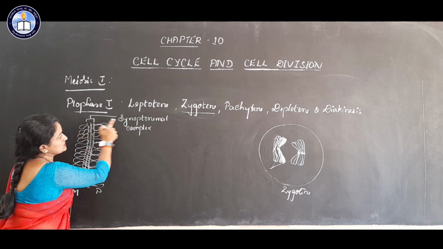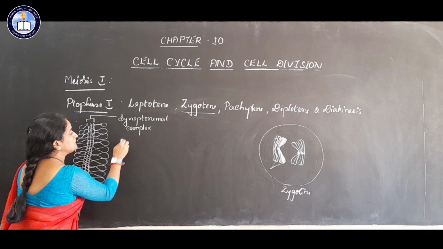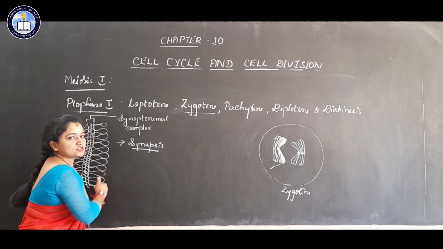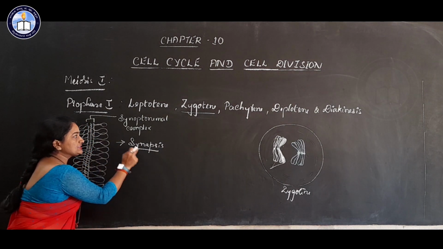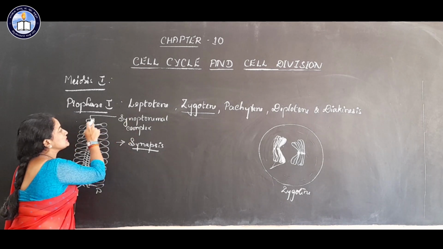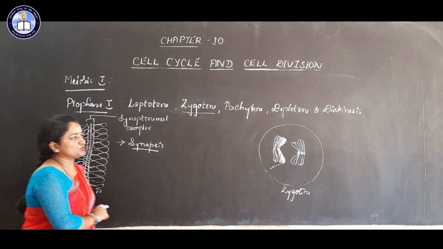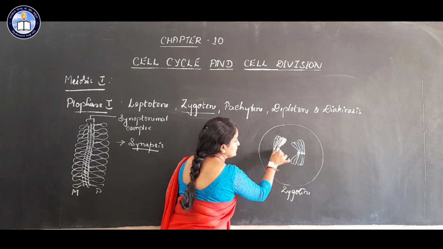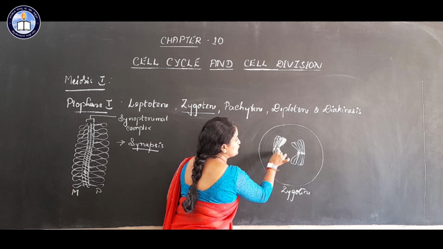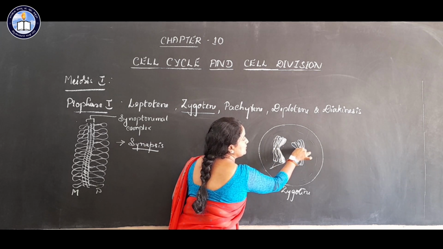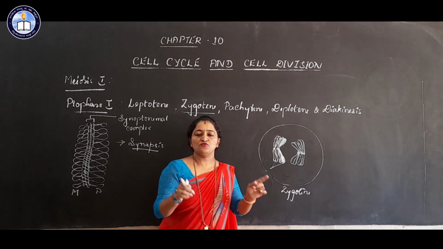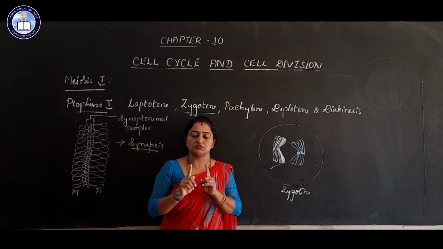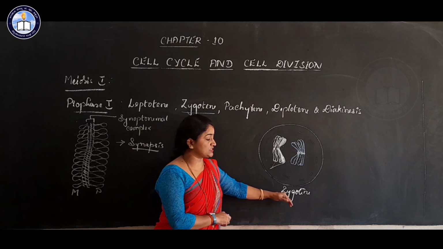This complex is called synaptonemal complex that helps in the formation of synapsis. Synapsis, the pairing of homologous chromosomes, is because of the development of synaptonemal complex between these two. This is from father, this is from mother. Between paternal and maternal chromosomes, formation of synaptonemal complex leads to synapsis, that is, homologous pairing takes place. That is in the case of zygotene.